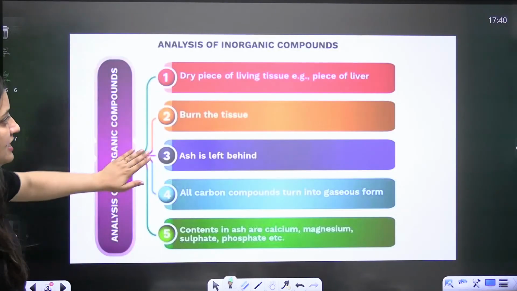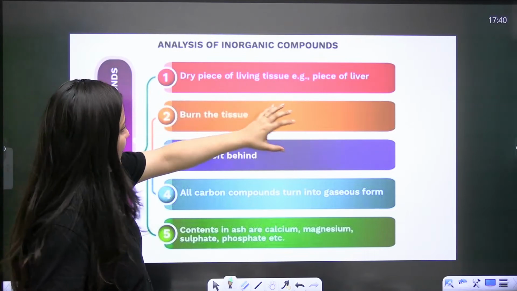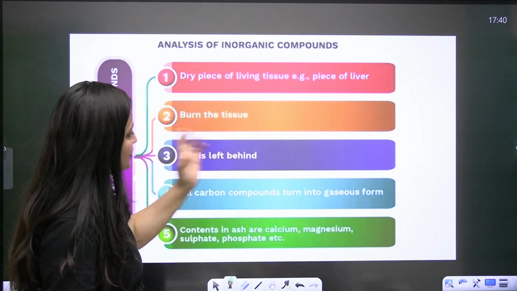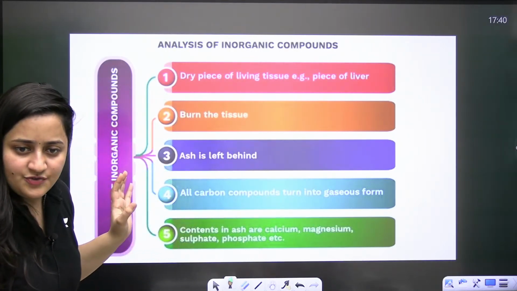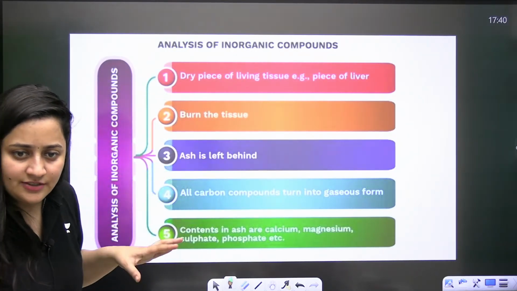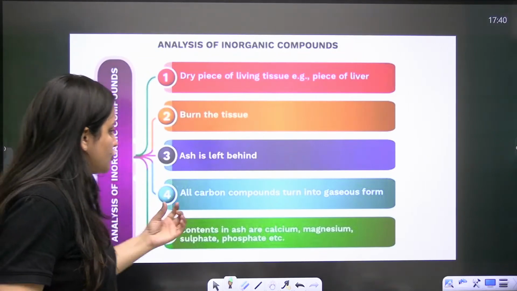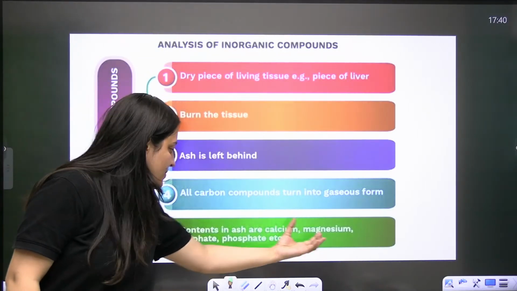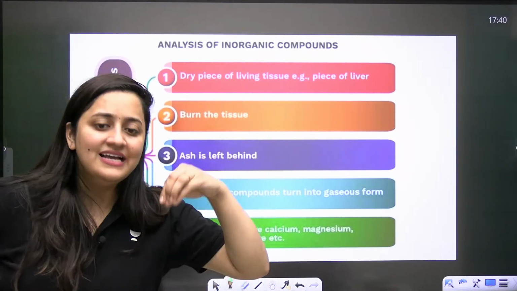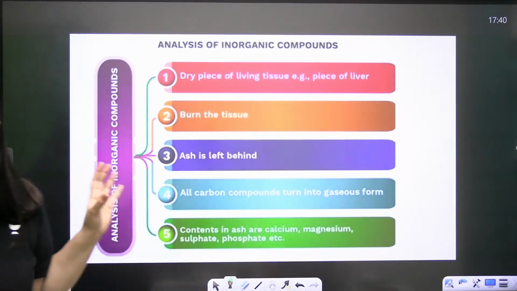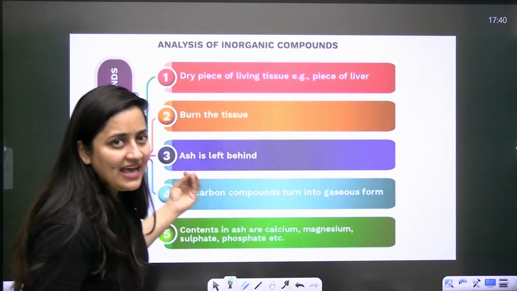Here you can see a dry piece of living tissue. Burn the tissue, ash is left behind, and all carbon compounds turn into the gaseous form. I told you already, they turn into the gaseous form. The content in ash is calcium, magnesium, sulfate, phosphate, and this is how we perform the elemental analysis.